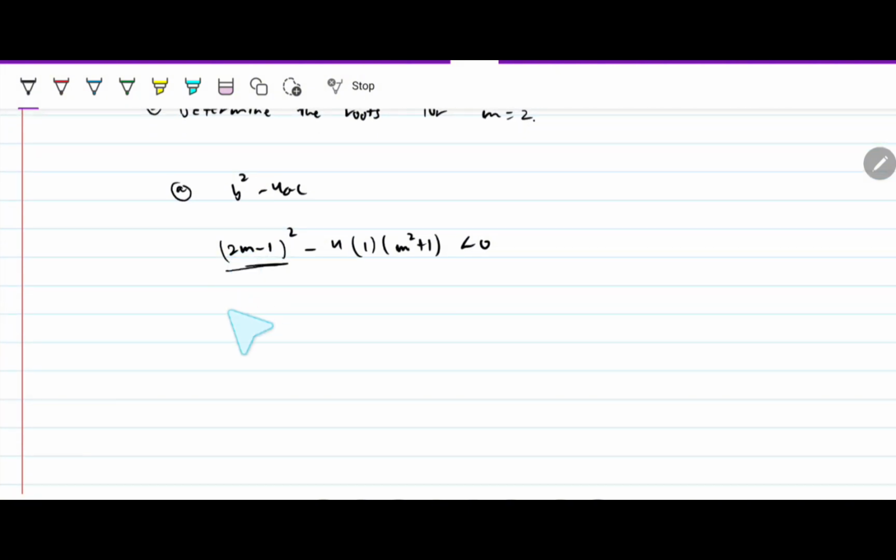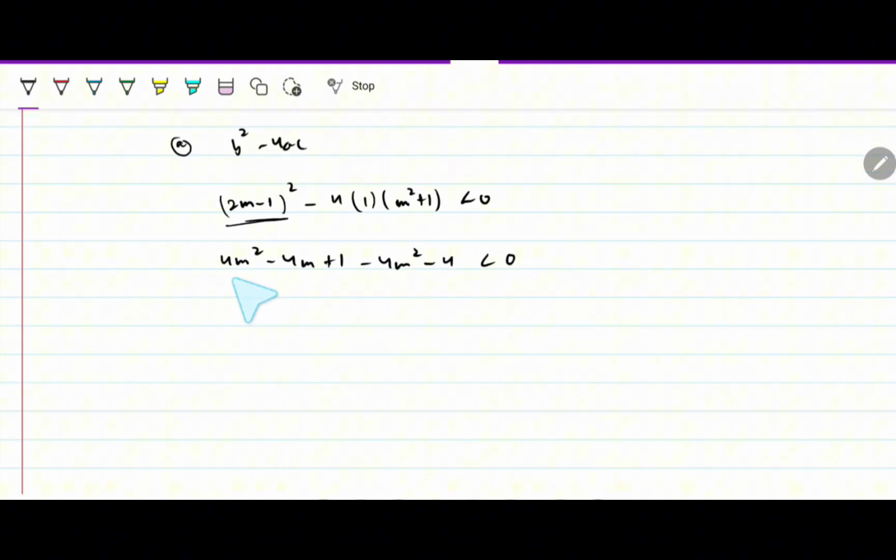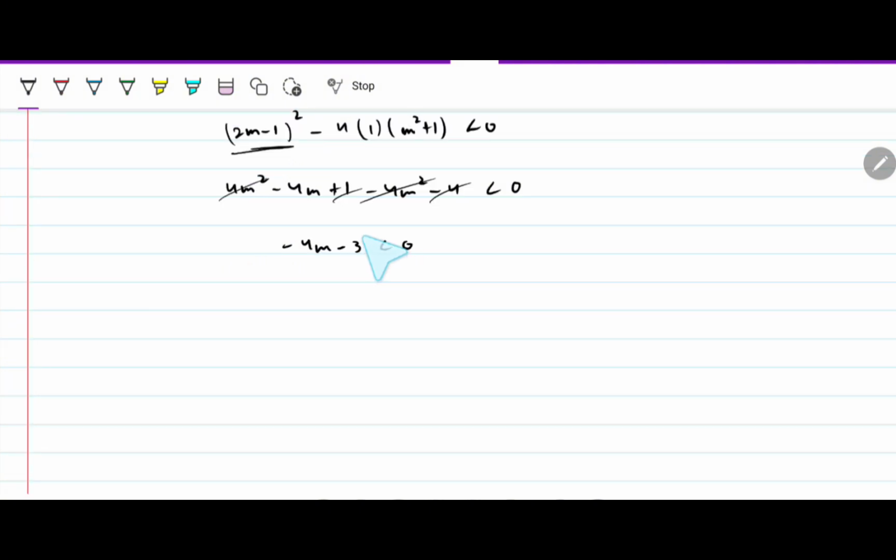So I expand. I have 4m squared minus 4m plus 1 minus 4m squared minus 4 is less than 0. All right, 4m squared and minus 4m squared cancel out. I have 1 and minus 4. That should give me minus 3. So I have minus 4m minus 3 is less than 0. All right, so let me carry over this minus 3. I have minus 4m less than positive 3.